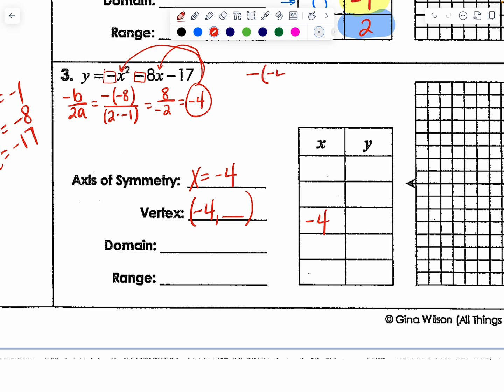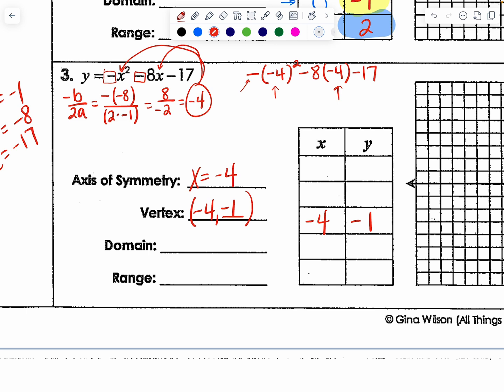Negative parentheses, -4 squared, minus 8 parentheses -4, and then minus 17. Also notice that the only thing going inside the parentheses is the number that I'm substituting in for x. So this negative sign stays on the outside. If you plug that directly into your calculator exactly how I have it written right here, you would get -1 for your y value.